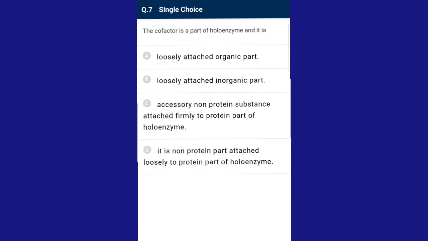Question number 7. The cofactor is the part of holoenzyme and it is. The conjugate enzyme consists of a protein part called apoenzyme and a non-protein part called cofactor. If the cofactor is tightly attached to the apoenzyme, then it is called a prosthetic group, and if the cofactor is a loosely attached organic part, then it is called a coenzyme. The answer is option C. Accessory non-protein substance attached firmly to the protein part of holoenzyme.